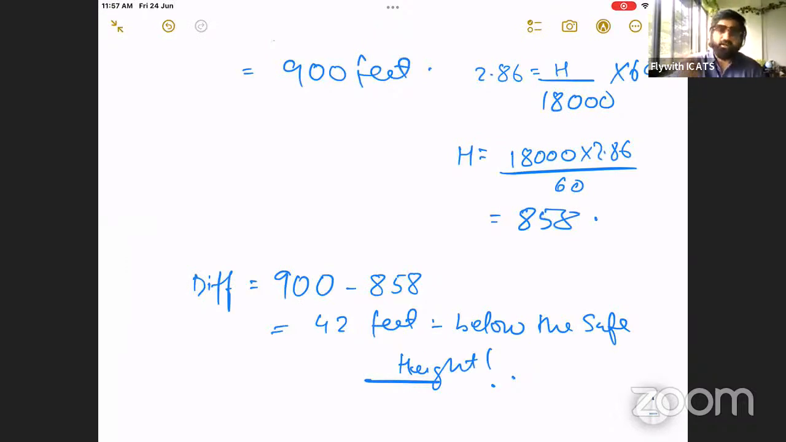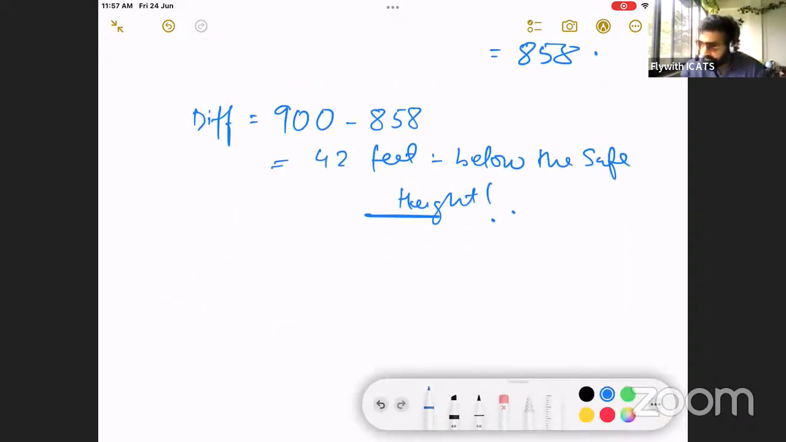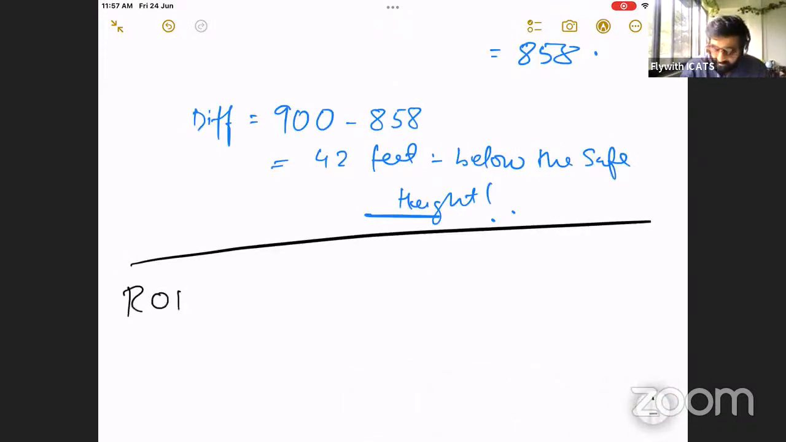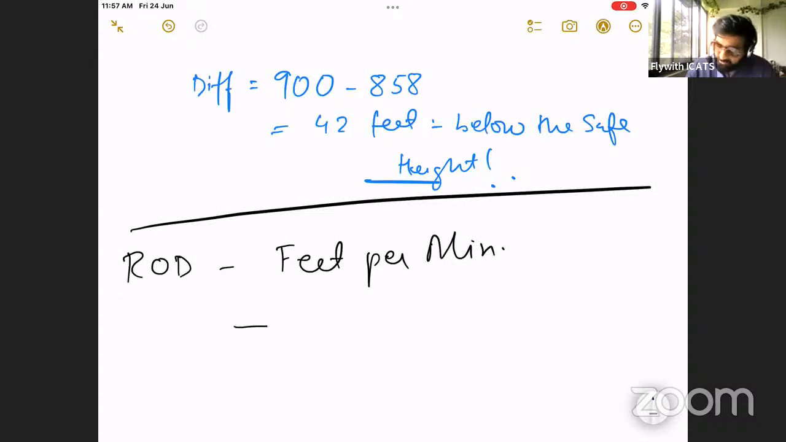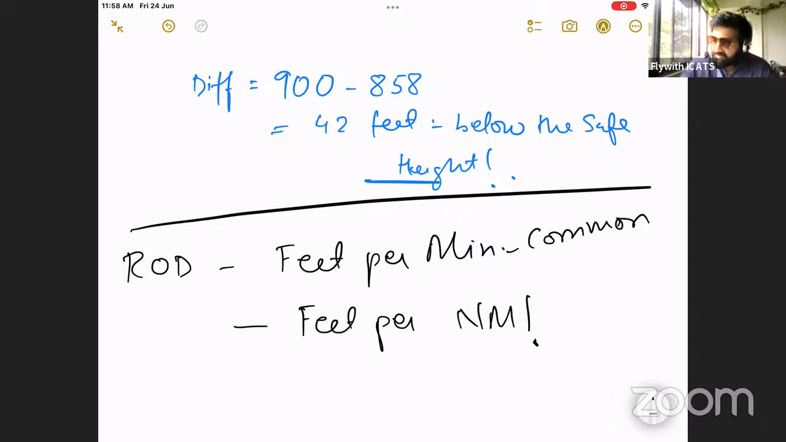Now we will be learning how to solve using the same formula, how to find out rate of descent. Rate of descent is generally in feet per minute. Sometimes rate of descent can also be in feet per nautical mile. This is common. Generally it will be feet per minute, but we have a couple of formulas to determine rate of descent in feet per nautical mile also.